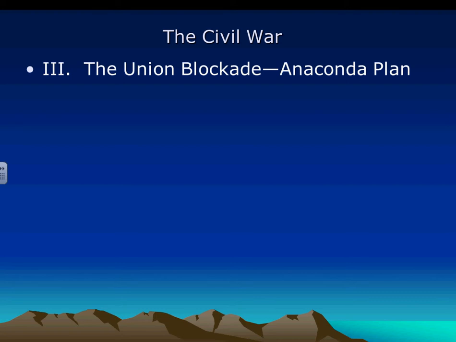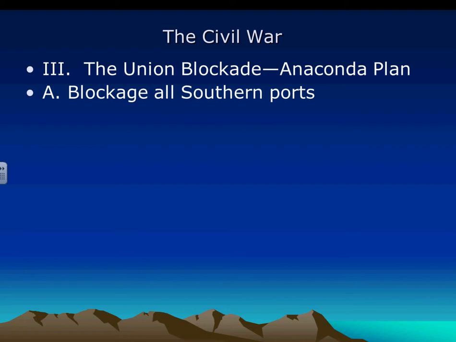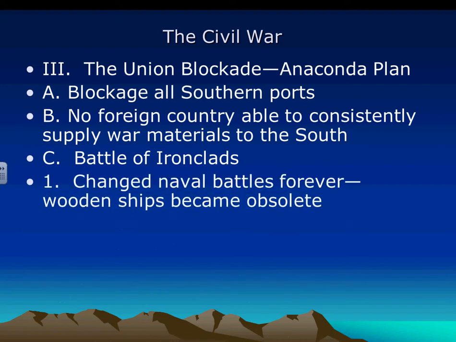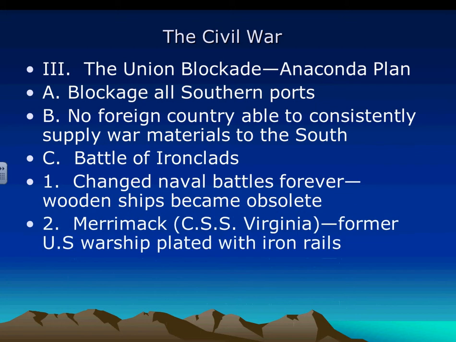The Union blockade, the Anaconda Plan, was to strangle the South from exporting its cotton and getting goods from Europe. For the most part, no foreign country was able to consistently supply war materials to the South because of the blockade. The Union ships would turn them back. The Battle of the Ironclads will take place. These were wooden ships overclad with iron. Cannonballs bounced off the ironclads.